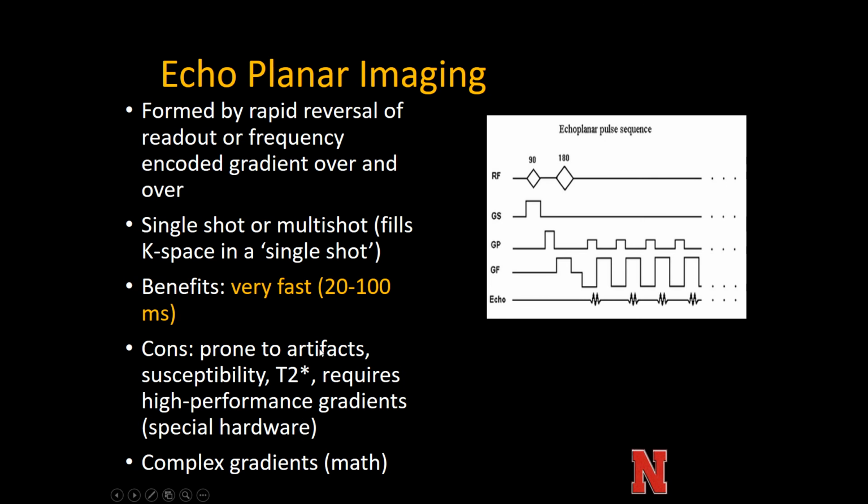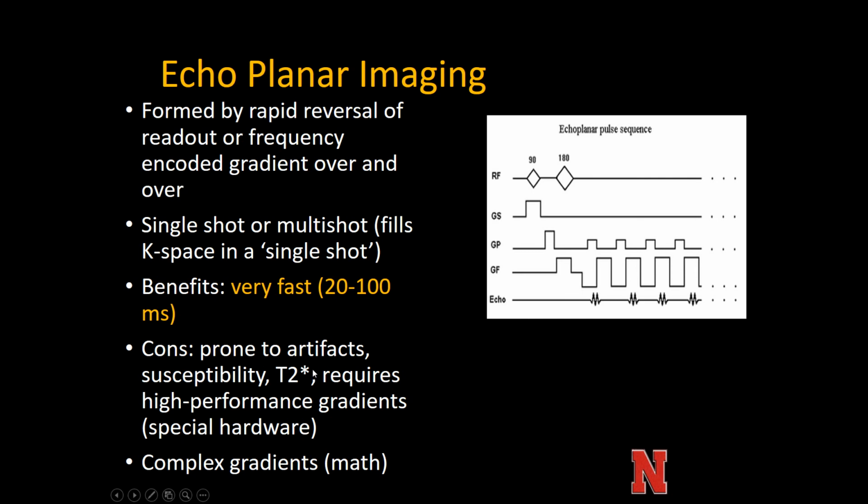Oftentimes these don't turn out well at all. They're very prone to T2 star effects. They require very high performance gradients and special hardware, magnets, etc. So I think I just misspoke where I said that if they have ascites and are breathing a lot. What I meant to say is that they don't turn out if there's lots of hardware in place.